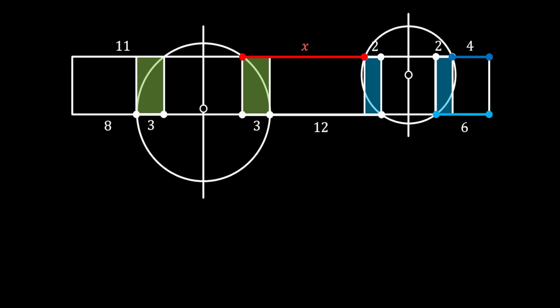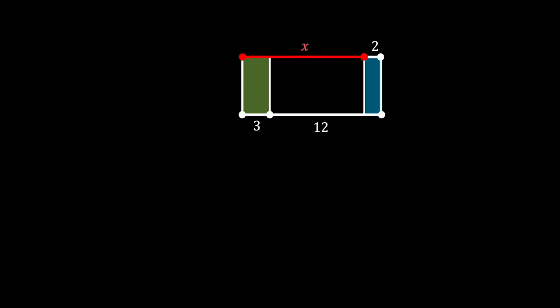Now notice the newly formed rectangle in the middle. In order to see it more clearly, I'm going to clear our image once again. And as you can see, this rectangle has the top side of x plus 2 and the bottom side of 3 plus 12. Since this is a rectangle, those two sides are identical in length.